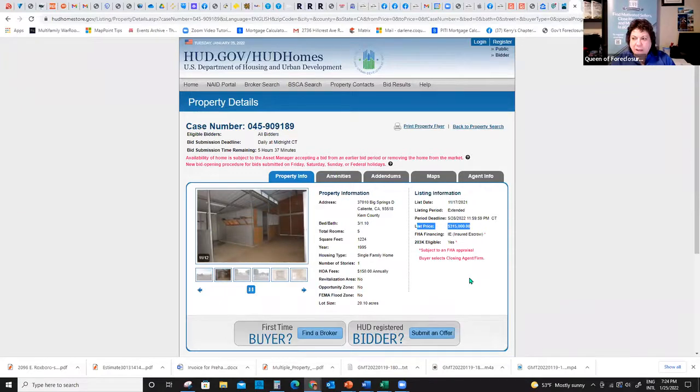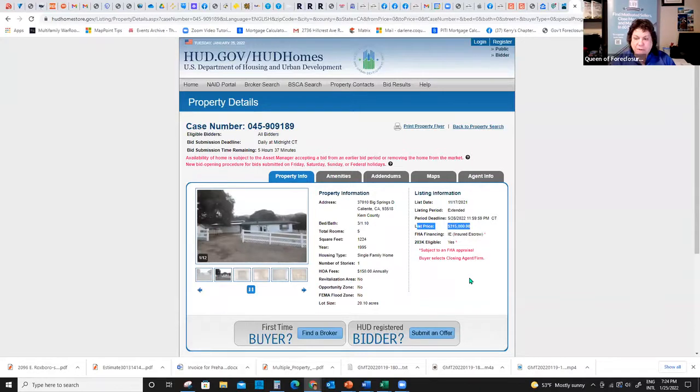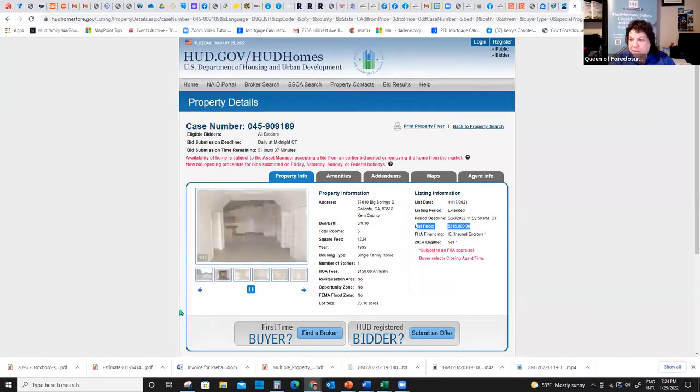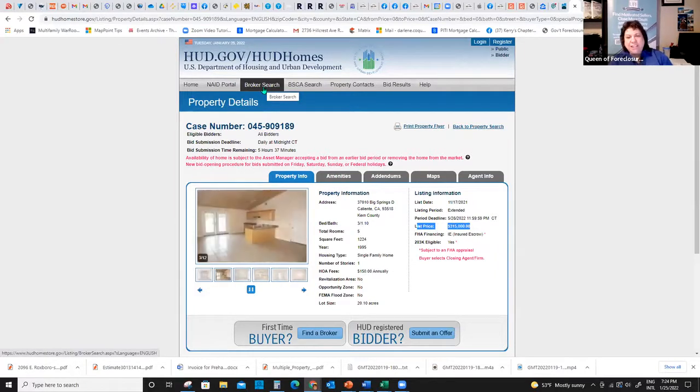The only thing about HUD offers, you have to have a HUD broker make your offers for you. You cannot just make an offer. So all you need to do is, you could probably go into whatever state you're in, or you can go into here and search for a broker search, and it'll give you the brokers in your area. You still want to vet them. You still want to do a little due diligence.